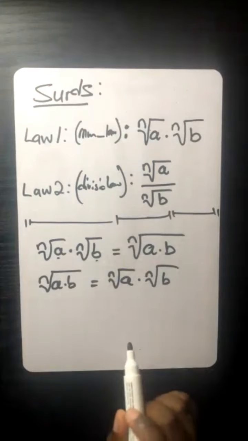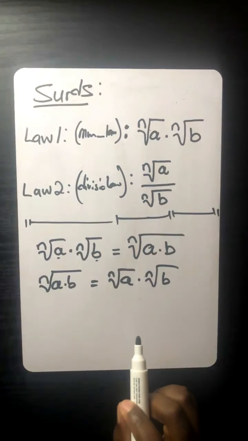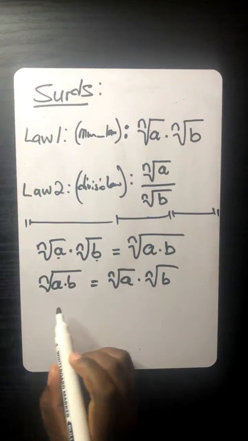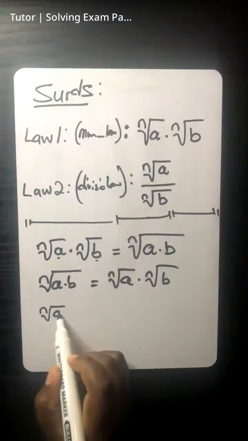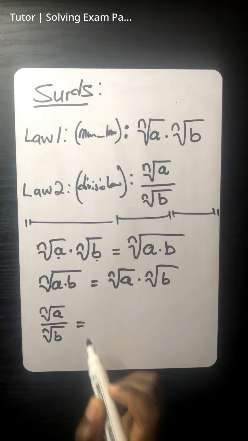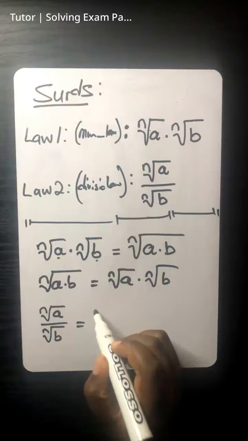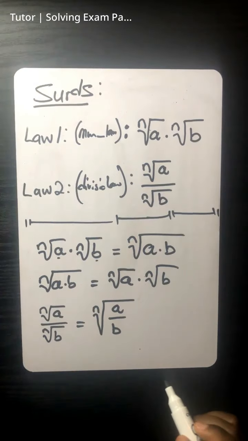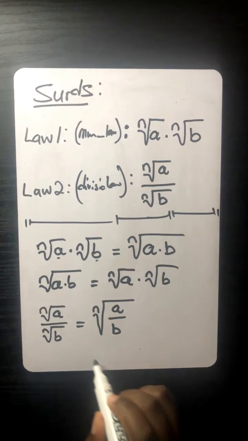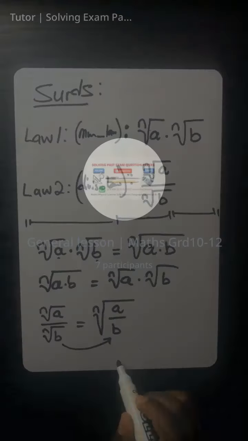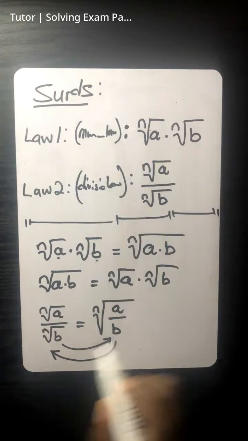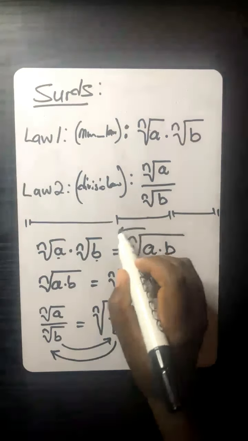So let's have a look at the division law, which is if you've got n square root of a, which is divided by n square root of b, this can be equated to n square root of a divided by b, and again vice versa. You can move from that to this. You can also move from that to this, just like you can do with that to that, and again you can move from there to there.